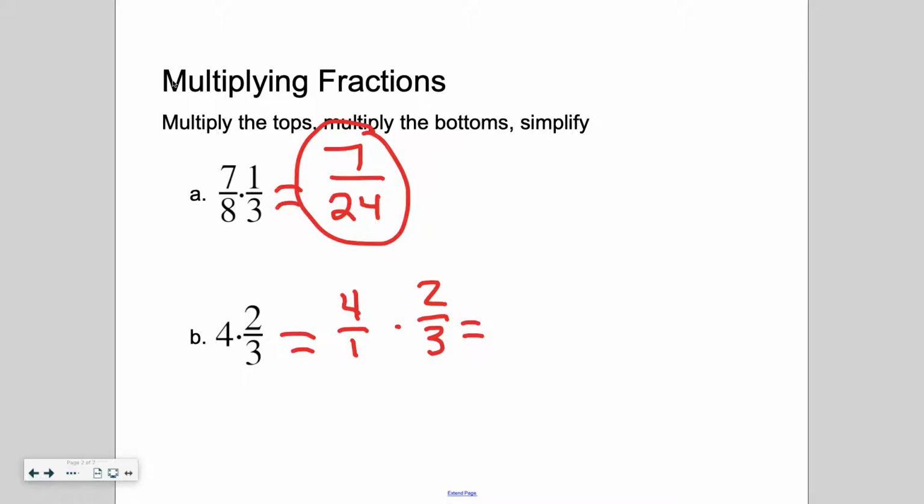Okay? So now you can multiply your tops. 4 times 2 is 8. 1 times 3 is 3. You can't reduce that. Leave it as an improper fraction. Do not make mixed numbers. I do not do mixed numbers. Okay? Improper fractions are what we use. Any questions? No? Okay.